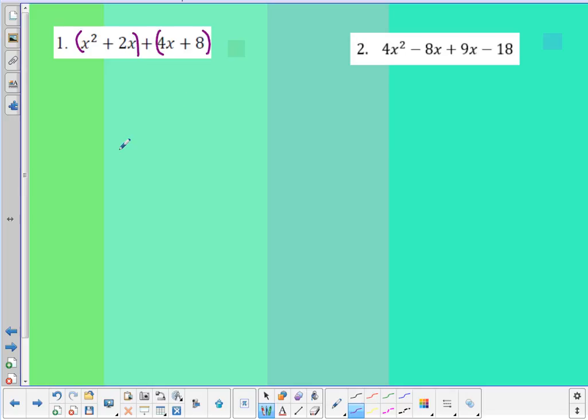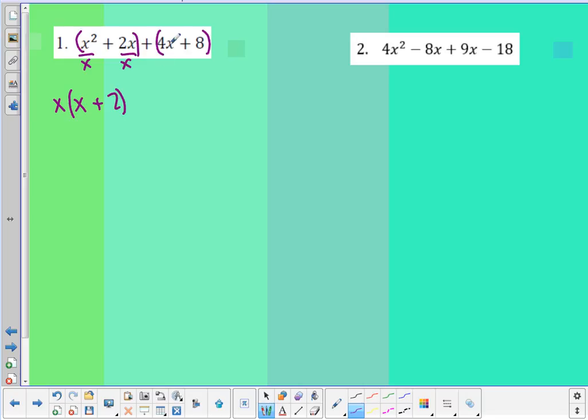Put parentheses around the first 2, put parentheses around the second 2. Now I need to look at each set of parentheses and I need to find the GCF. So when I look at x squared plus 2x, the GCF there is x. I'm going to take x out. So x is a factor of both. Now x squared divided by x is x. So I have an x out front with that leftover x in the inside, and then 2x divided by x is 2. That left over 2 inside. So that looks just like what we did yesterday, taking the GCF out and leaving the leftovers behind in parentheses.